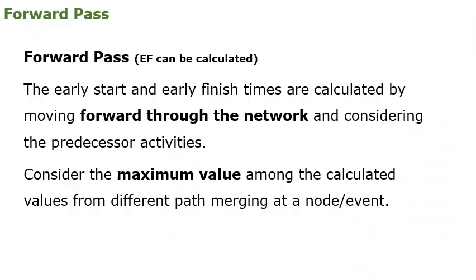After the event timing calculations, we follow the forward pass, in which all early finish times can be calculated. This happens when the network is drawn and we proceed forward through the network considering all the predecessor activities. In this forward pass, we follow a rule: we should take the maximum value from different paths of the network.